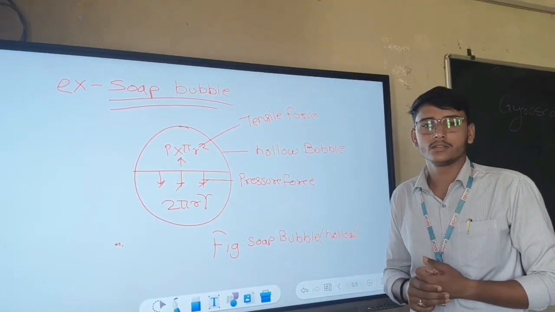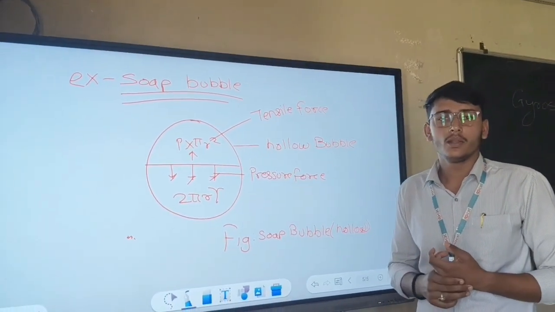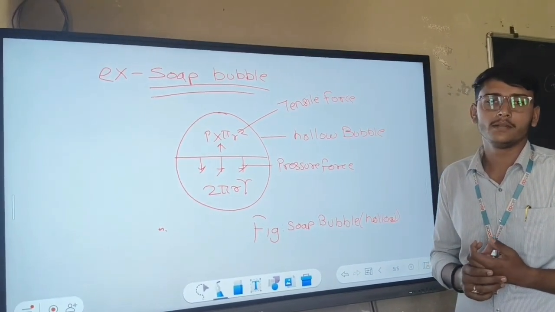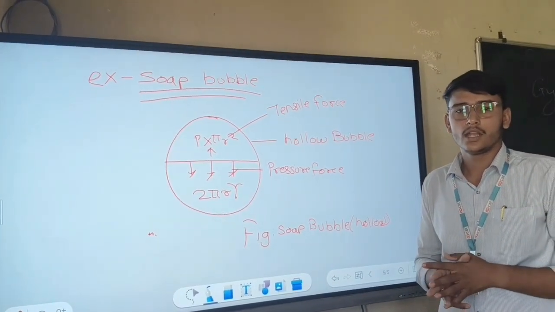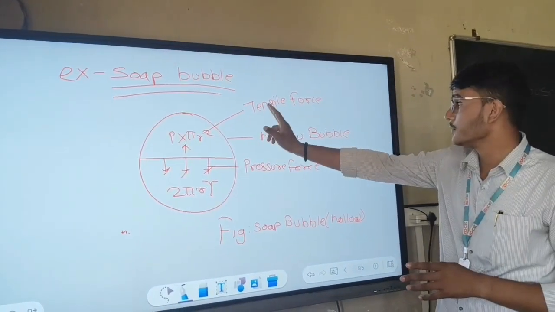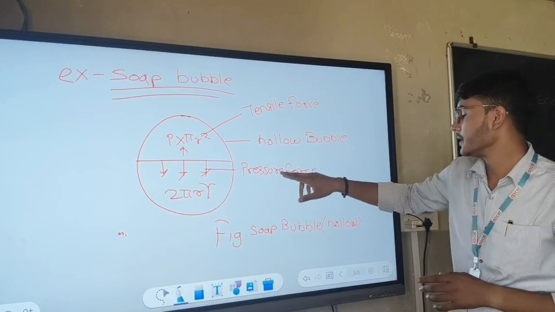The soap solution reduces the surface tension of water, allowing it to form a thin spherical film. The surface tension then acts on the surface area of the bubble. It is a tensile force. It is a hollow bubble. It is the surface pressure force.